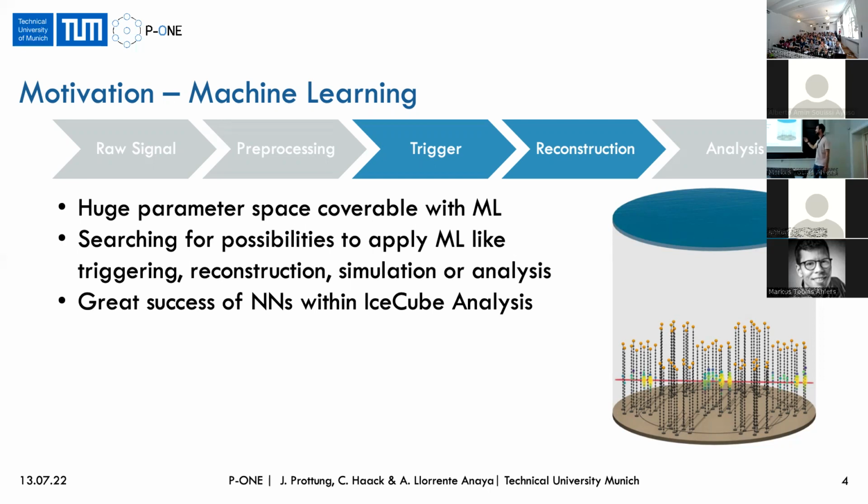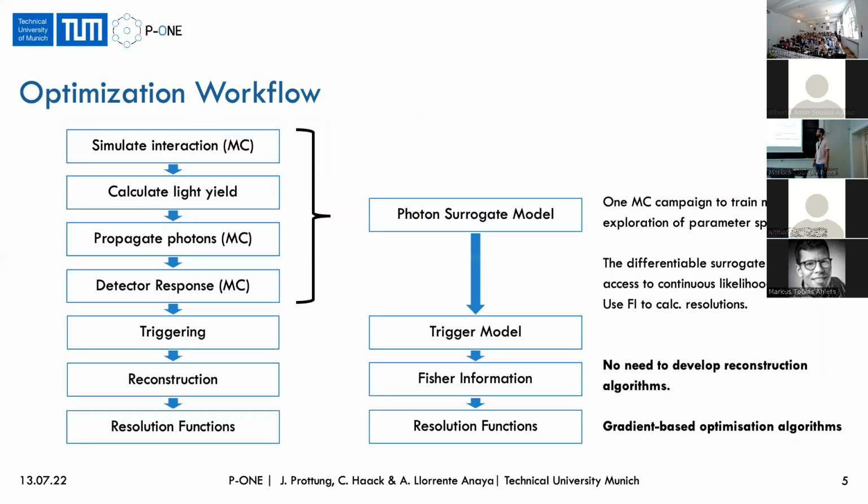So as this is a planned detector, at the moment, we've built our optimization workflow, which is totally simulation-based. We first start with a photon surrogate model, which at the end generates our detector response. So we put a detector in, and we have this photon propagation model, which then generates us individual hits at the PMTs of the detector. And then we have the trigger model, which is my master thesis. And then based on that, we can do some reconstruction and some resolution.